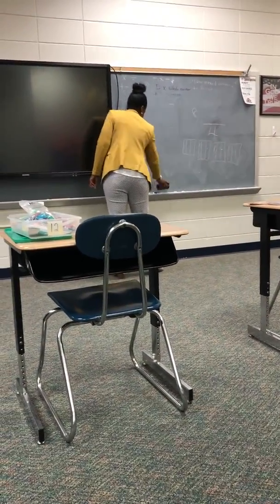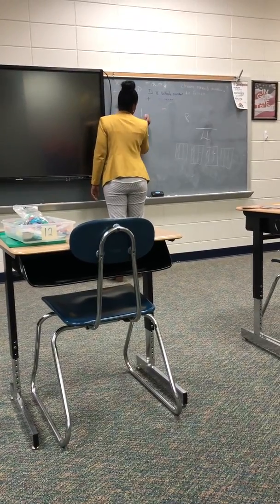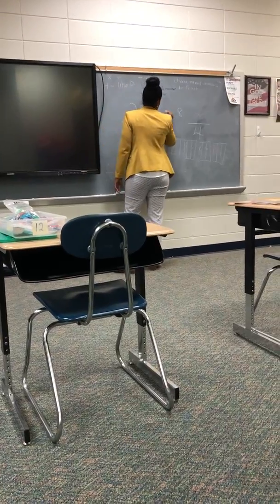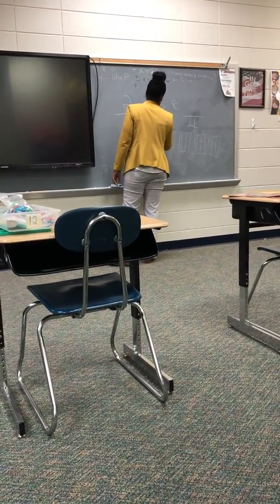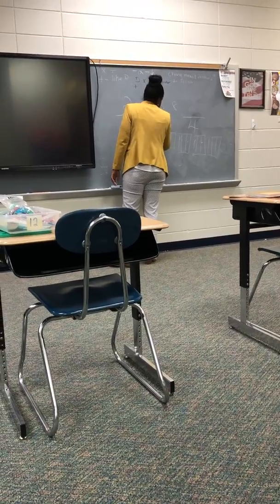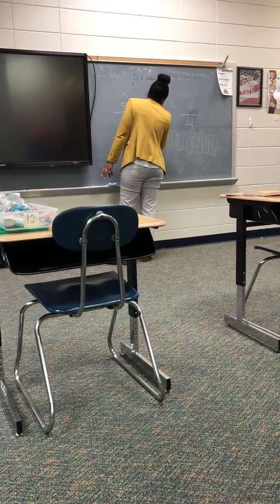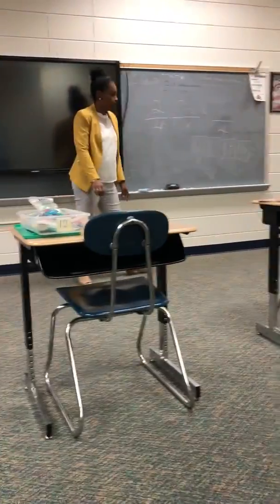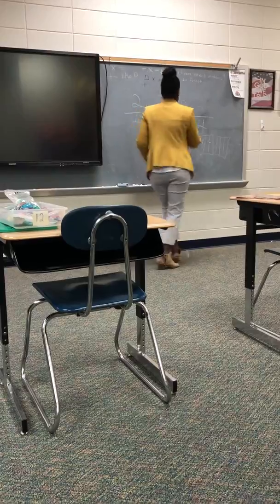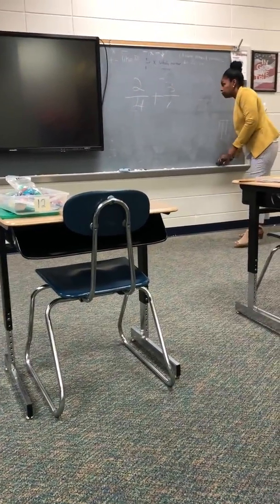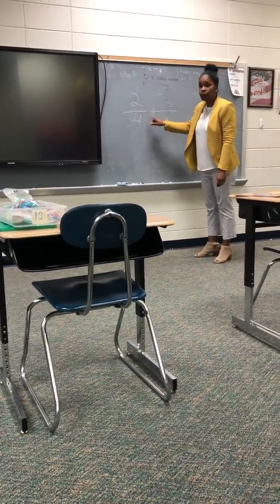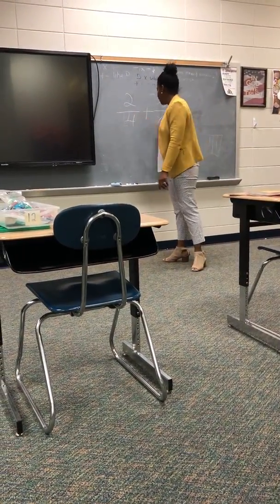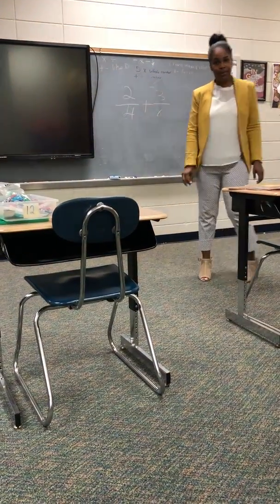So let's assume we are going to add a fraction, let's say 2/4 and let's say 3/8. What do we do? Do we just say 3 plus 2 is 5 and 4 plus 8 is 12? No. What did we just say? We have to find the least common multiple.